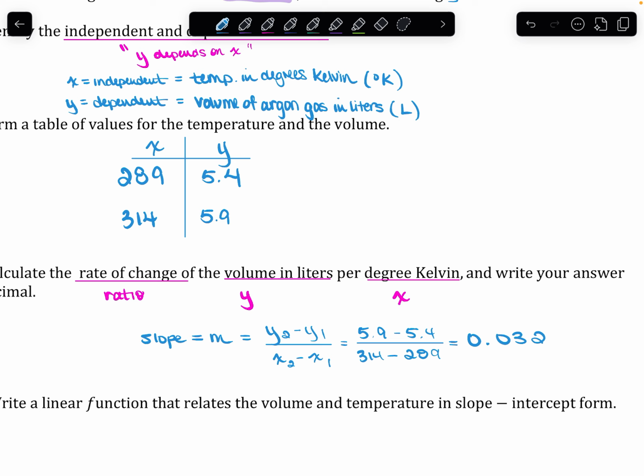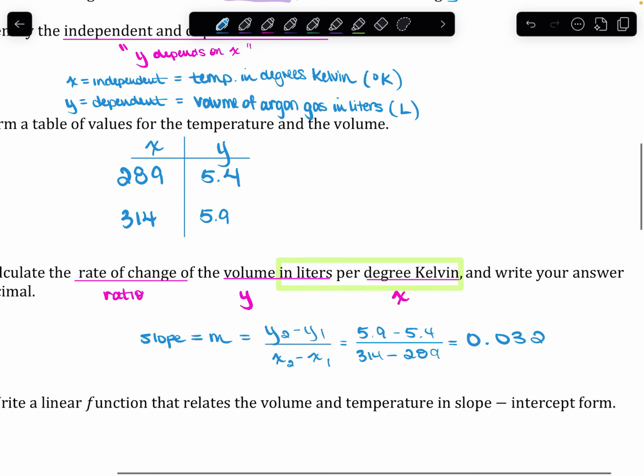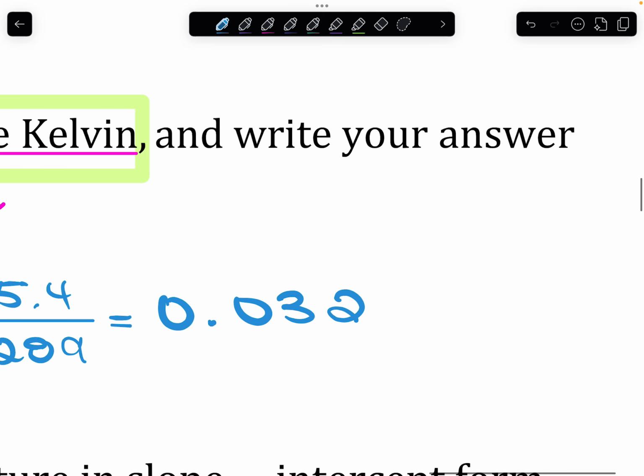If you're unsure, go reread. It says find the rate of change, or calculate the rate of change, which means calculate the slope in liters per degree Kelvin. So there are your units right there. If you don't know the symbols, just copy paste those words, liters per degree Kelvin. I'm going to use the symbols since I know what they are. Liters per degree Kelvin.